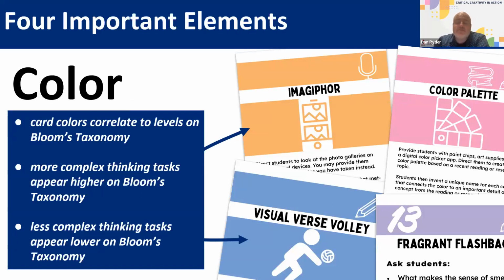And now if we look at those colors in action on the cards, we can see those cards correlating to levels on Bloom's taxonomy. So Imagine4 is quite a ways up there, and color palette is a create activity. So it's at the highest level of Bloom's. Those more complex ones are going to appear at the top. And so you can use those colors to let you know just how difficult these activities might be for your students. And the less complex thinking tasks appear lower. And those also tend to take less time.